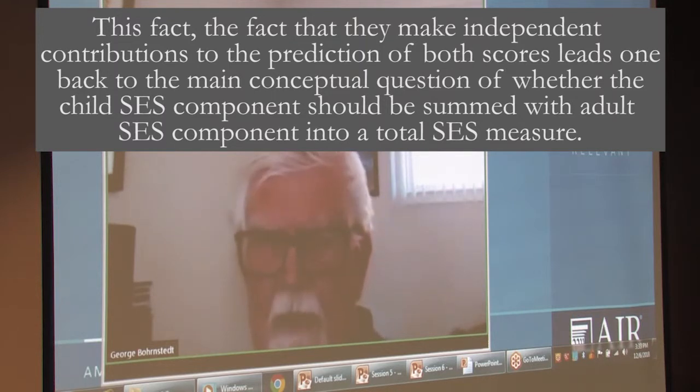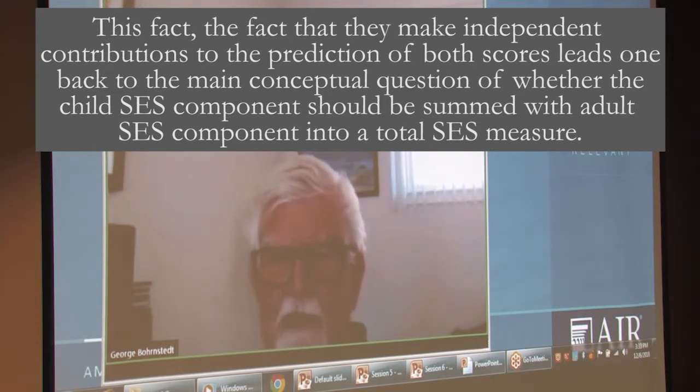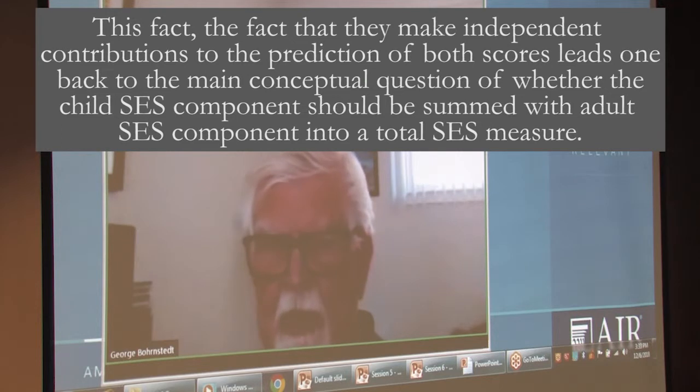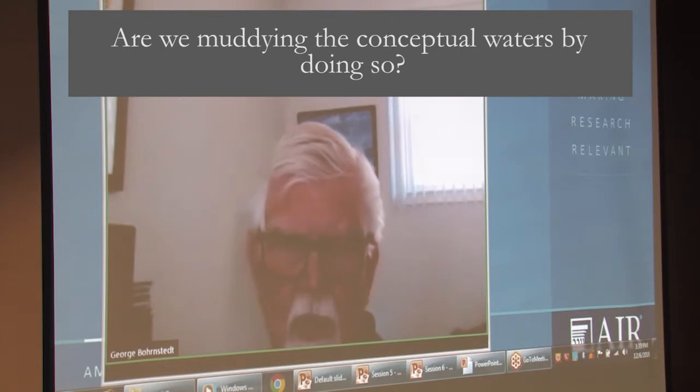This fact, the fact that they make independent contributions to the prediction of both scores, leads one back to the main conceptual question of whether the child SES component should be summed with the adult SES component into a total SES measure. Are we muddying the conceptual waters by doing so?